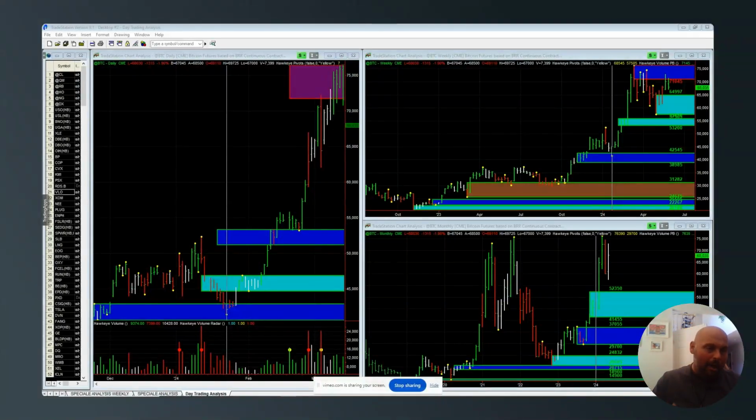We're going to be talking about where was the chance to get in with multiple confluence of support. So let's dive right into the video. First, let me give you a layout of my screen. On the left side here, this is a daily chart of the Bitcoin futures market. Top right's a weekly, bottom right is a monthly.